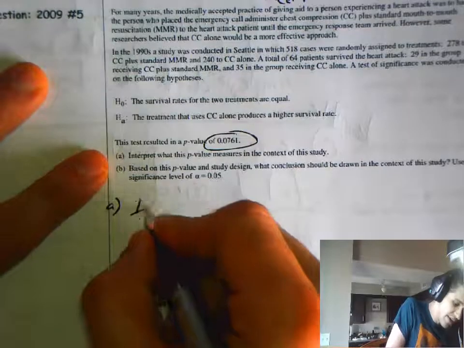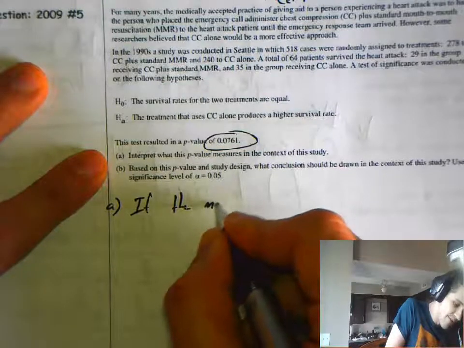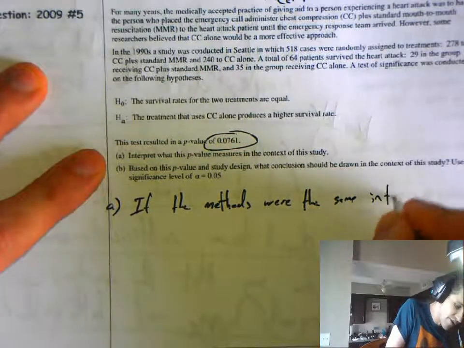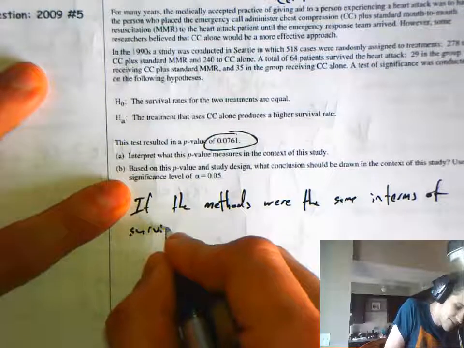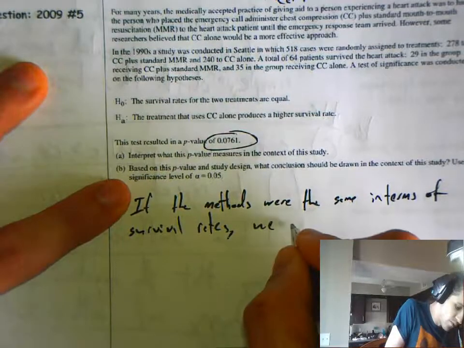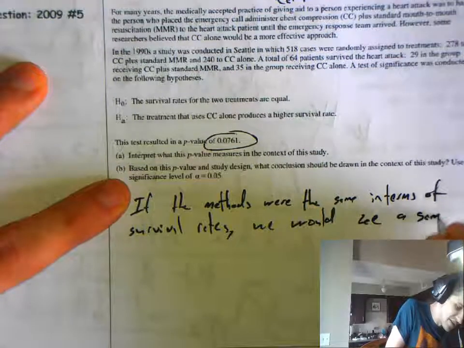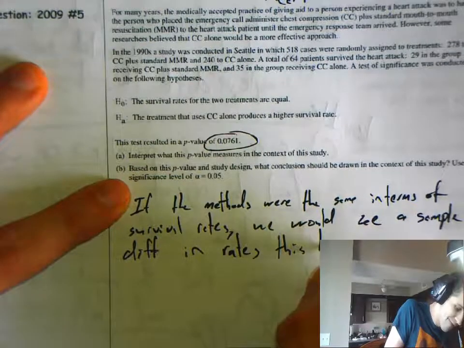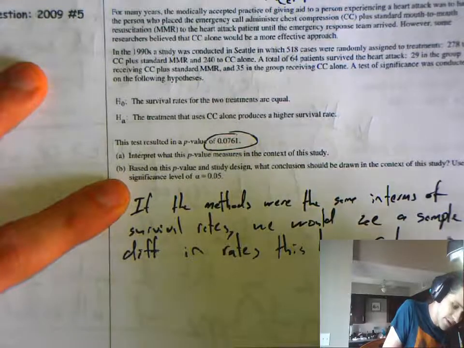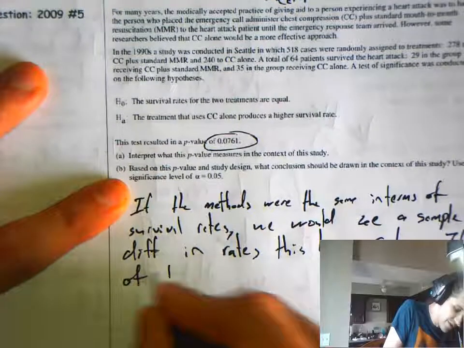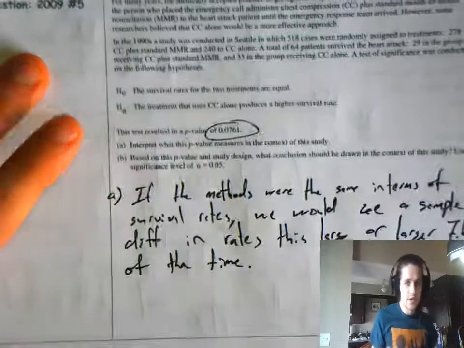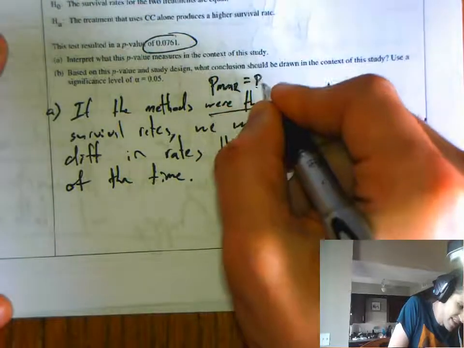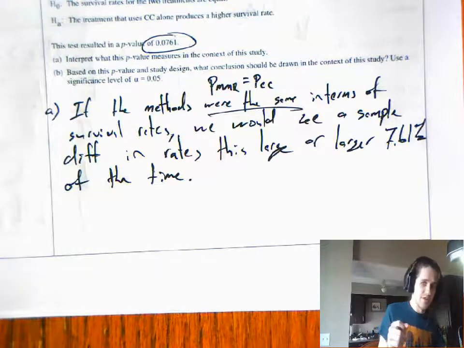Well, let's talk about that. If the methods were the same in terms of survival rates, we would see a sample difference in rates this large or larger, 7.61% of the time. If the methods were the same, that is p MMR equals p CC, we would see a sample difference this large or larger, 7.61% of the time.